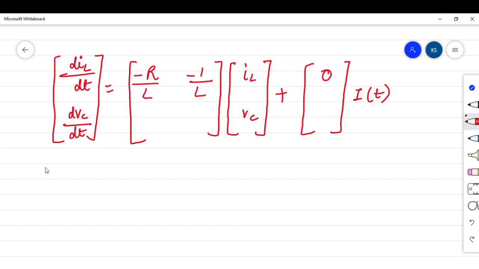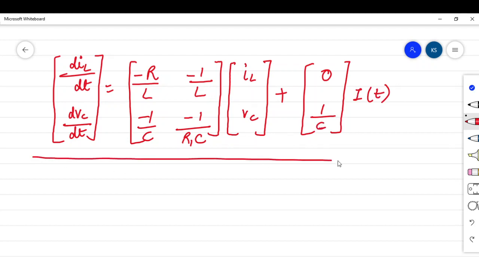Now from the dVc by dt equation, you can observe that dVc by dt is equal to minus IL by C. So I am writing minus 1 by C here, and another term is minus Vc by R1C. So I am writing minus 1 by R1C here, and it is also dependent upon the input. So it is dependent on 1 by C times IT. So we can write the state space equation of any electrical network in the same way.